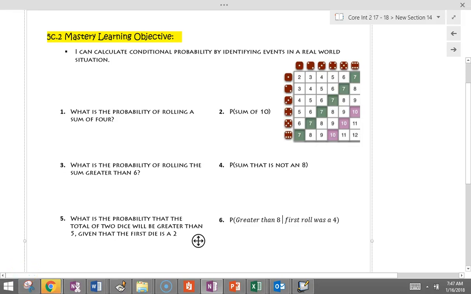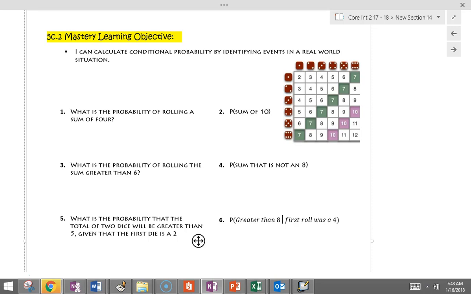Alright, we are now looking at 5C.2. Our math doing objective is I can calculate conditional probability by identifying events in a real world situation. So we're still looking at probability, but now we're going to look at a real world situation. In this case, rolling 2 dice.